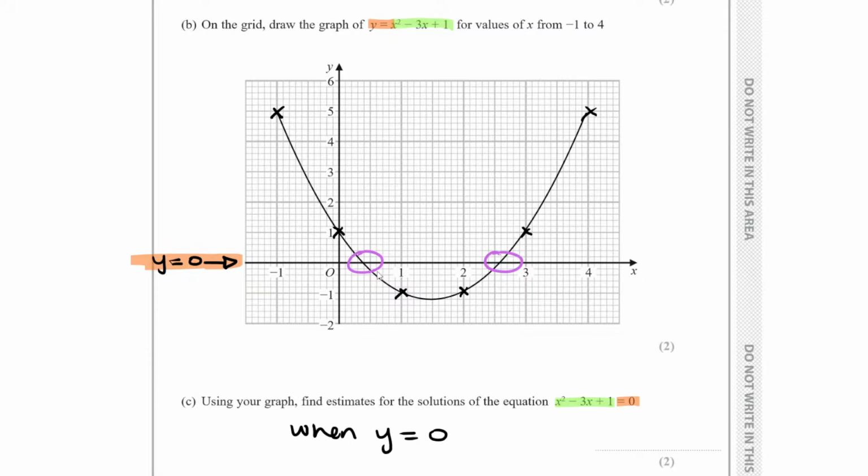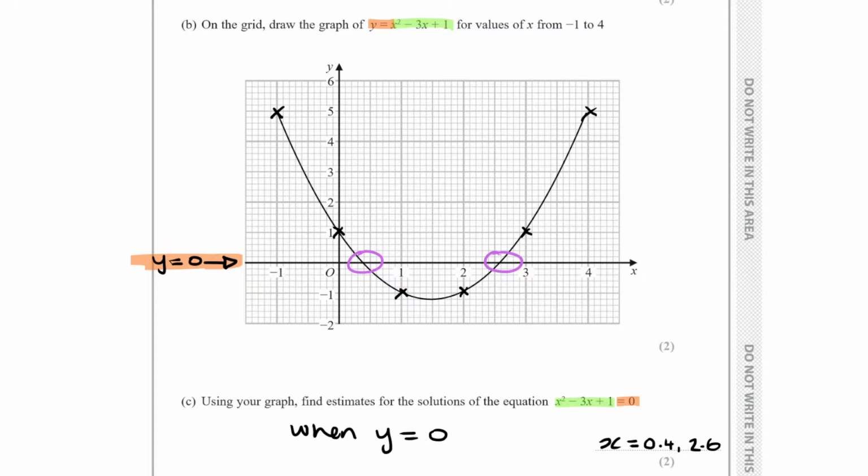So what have I got here? Check the scale. That seems like every small square is 0.1. So I think I would say 0.4 for that. The first one, x is 0.4. And then the other one here, 2.6, I would say.